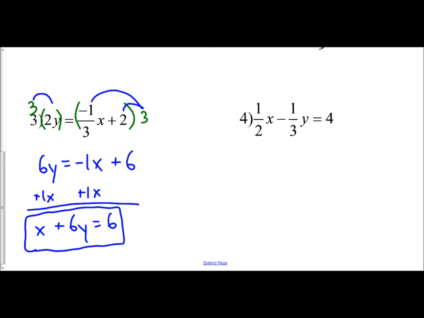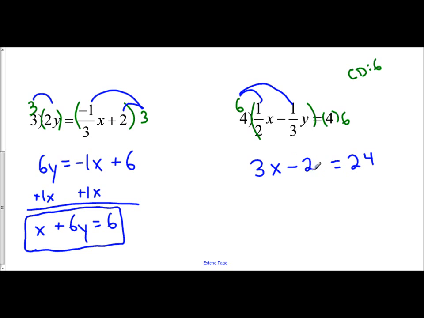1/2 x minus 1/3 y equals 4. Your common denominator of 2 and 3 is 6. So I can multiply the left side and the right side by 6. Multiplying the right side by 6 is easy. 4 times 6 is 24. Now you do 6 times 1, which is 6, divided by 2 is 3. 6 times 1 is 6, divided by 3 is 2. So I get 3x minus 2y equals 24.